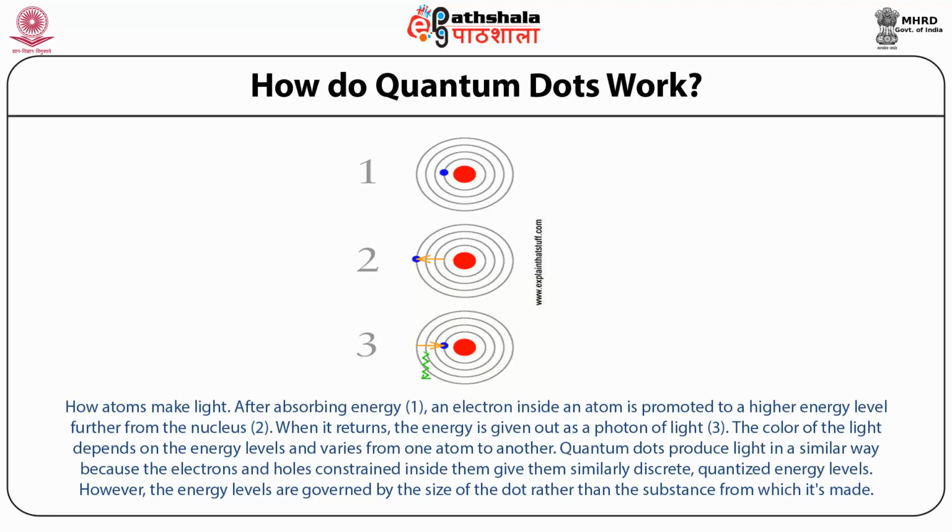Quantum dots produce light in a similar way because the electrons and holes constrained inside them give them similarly discrete quantized energy levels. However, the energy levels are governed by the size of the dot rather than the substance from which it is made.